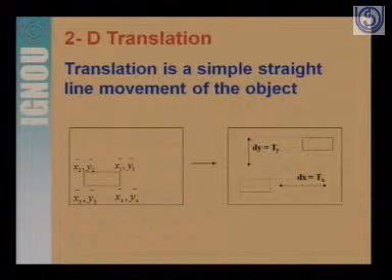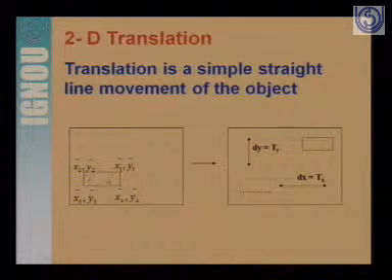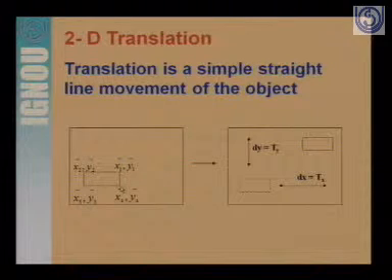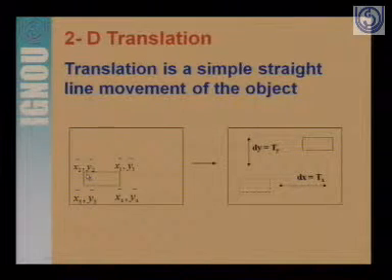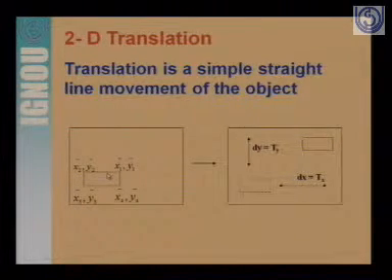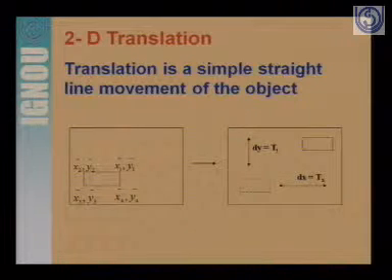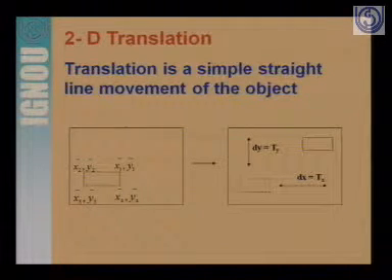Let us start with a very simple example, that is 2D transformation. Translation is a simple straight line movement of the object. So let us look at this figure. This is one plane figure, and endpoint coordinates are specified: x1, y1, x2, y2, x3, y3, and x4, y4. Since we are discussing 2D translation, we will only consider 2D figures like triangle, rectangle, ellipse, hyperbola, that is, figures which can be drawn on a plane.